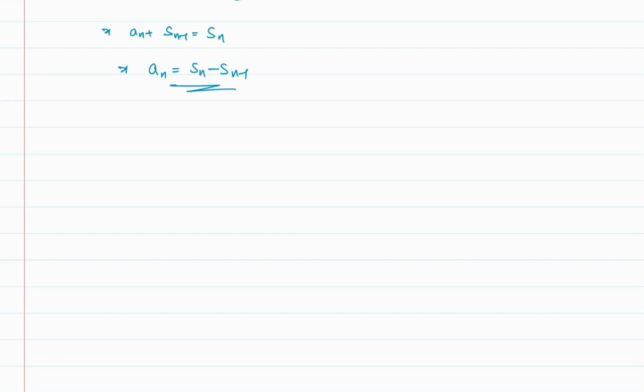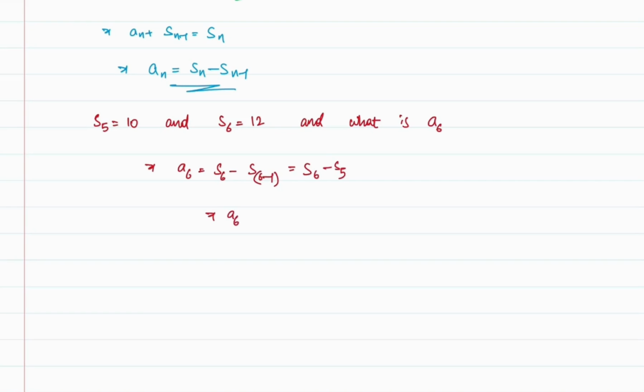Now let's discuss a few examples by trying to find the nth term using the sum of n terms and the n minus 1 terms. In the question we have S5 equal to 10 and S6 equal to 12, and we are asked to find the sixth term, that means a6. Using the formula, a6 will be equal to S6 minus S of 6 minus 1, which is S6 minus S5. So the sixth term will be the sum of 6 terms, which is 12, minus the sum of 5 terms, which is 10. So the sixth term will be equal to 2.